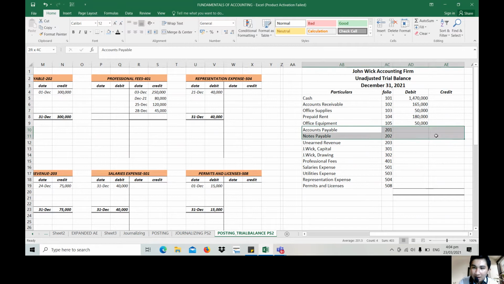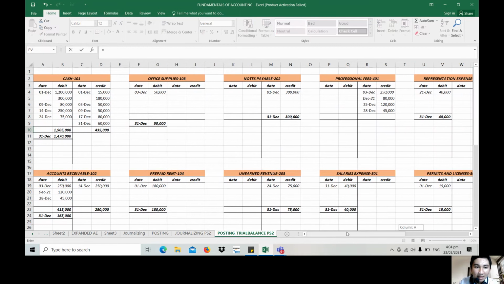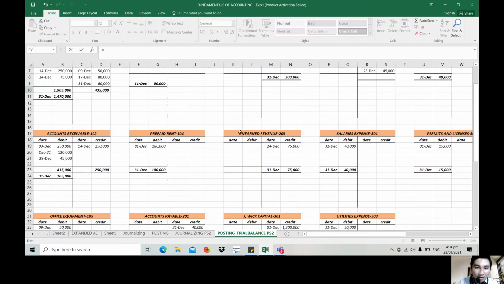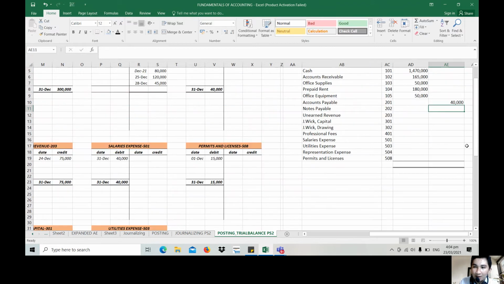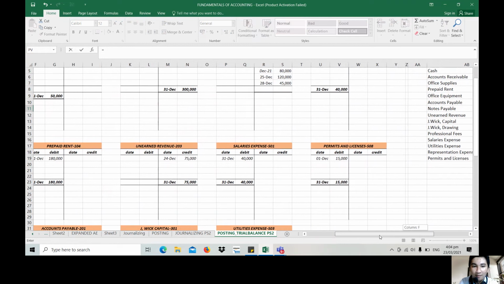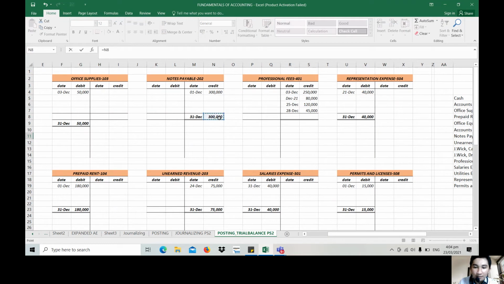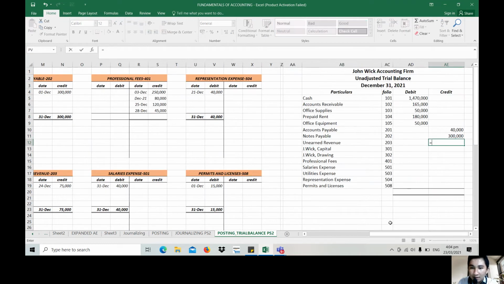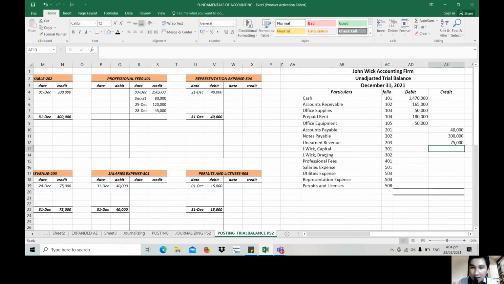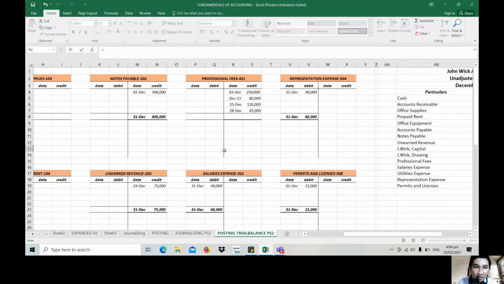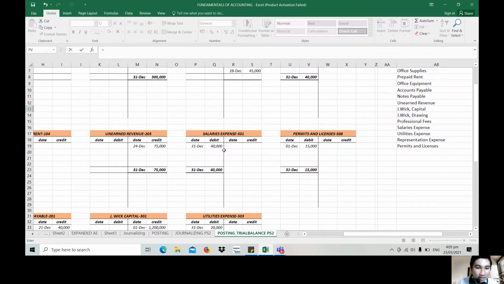Okay, nandito na tayo sa accounts payable. I simply put an equal sign and then i-click ko yung balance ng accounts payable. Saan yung accounts payable natin? Ito. Ayan, i-highlight ko then click enter. Ayan na, meron nang 40,000. Notes payable, ganun pa din ang gagawin natin. Link pa din, linking. And ito, ayan. Then unearned revenue, 75. Then capital is also a credit side.